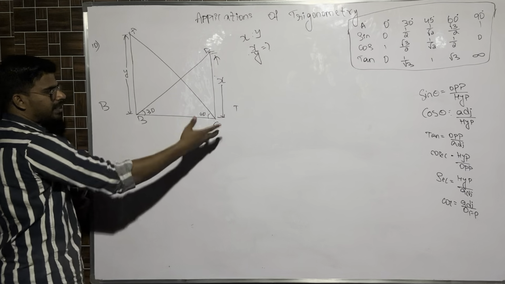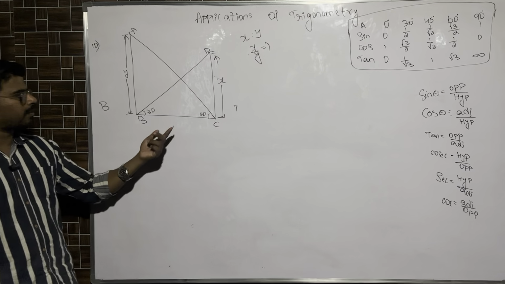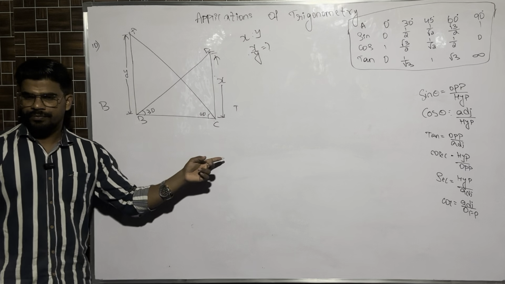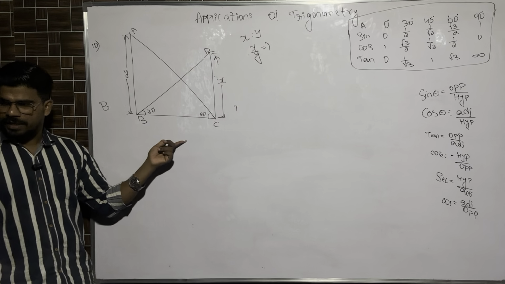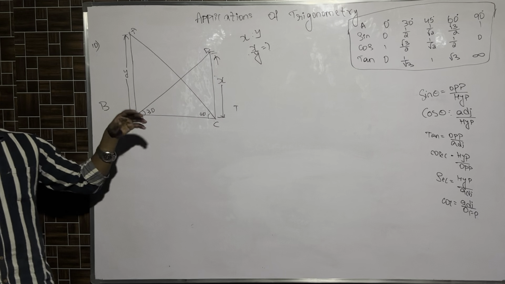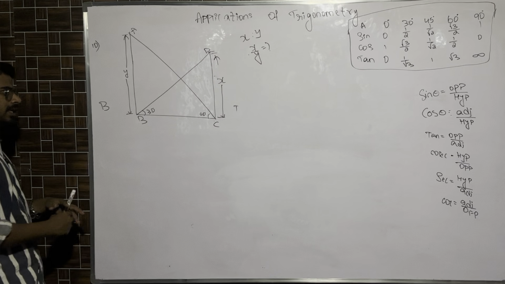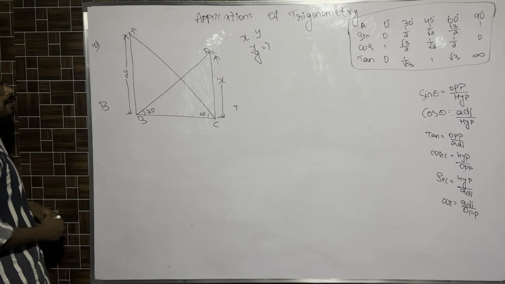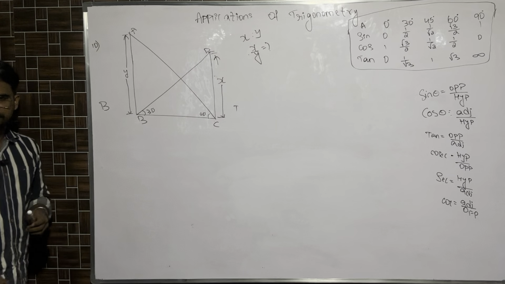Why are we not taking AC? AC is also unknown, BC is also unknown. Why only go for BC and not for AC? In both the triangles, the bases are the same. BC will come in both the triangles. That way we can reach a certain conclusion. That's why we are not considering AC. So now with respect to 60, y is opposite, adjacent is BC. That way I am considering.